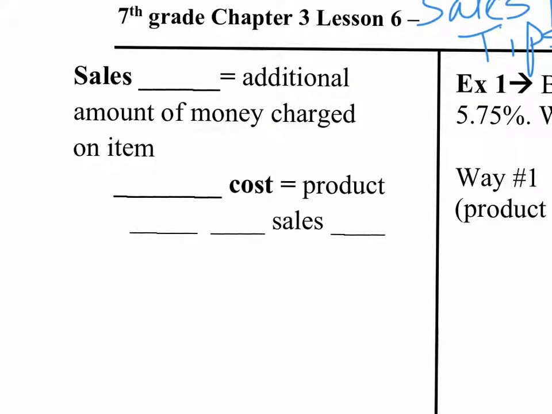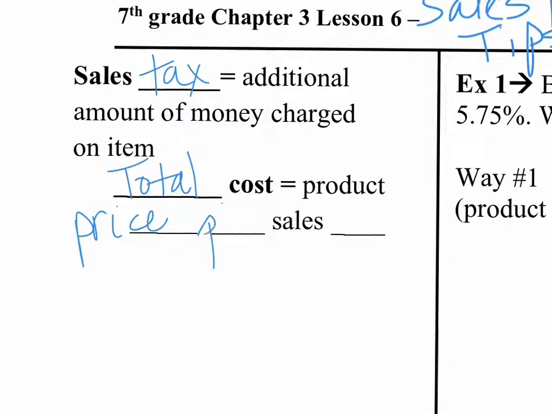Sales tax is an additional amount of money charged on an item. The total cost of the item is the product price plus sales tax.